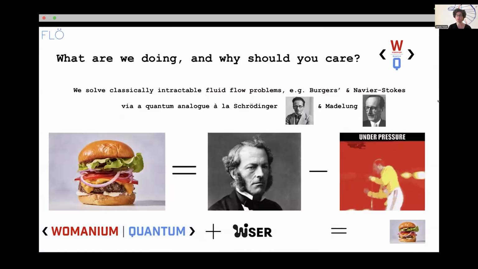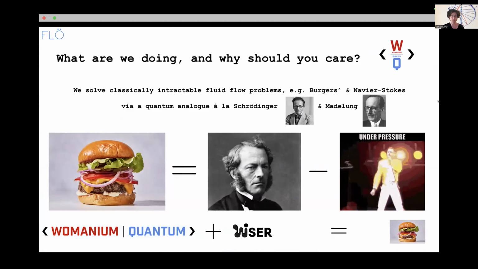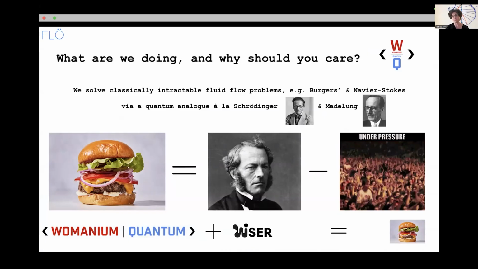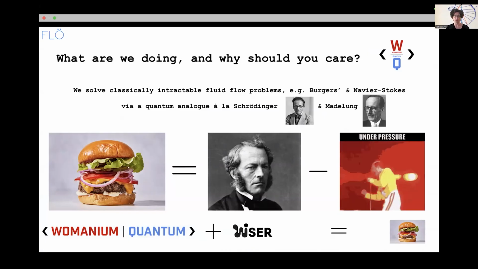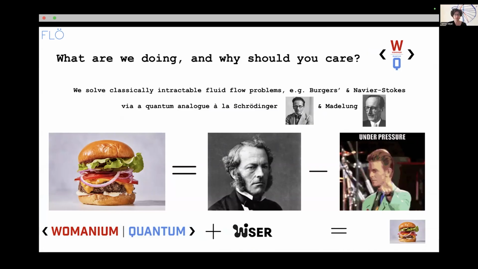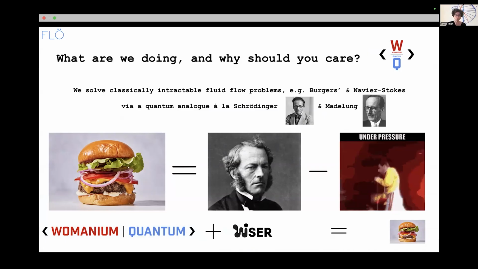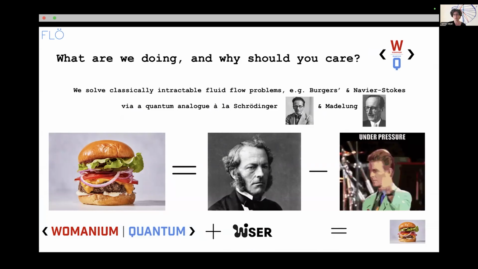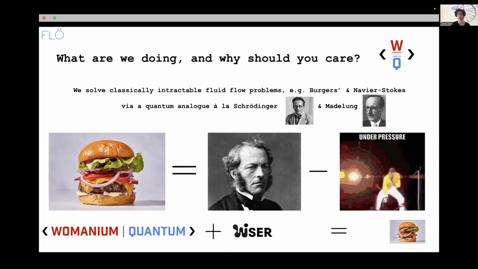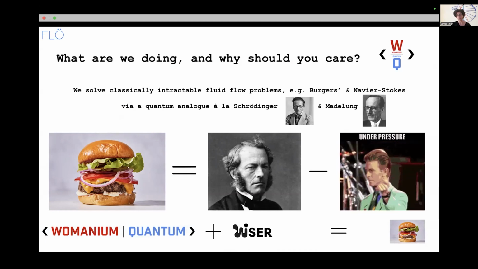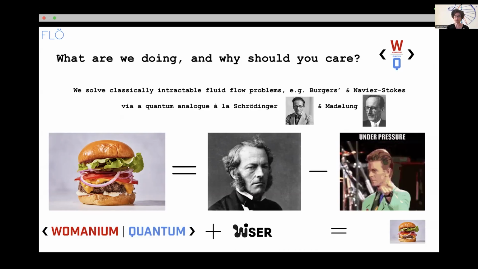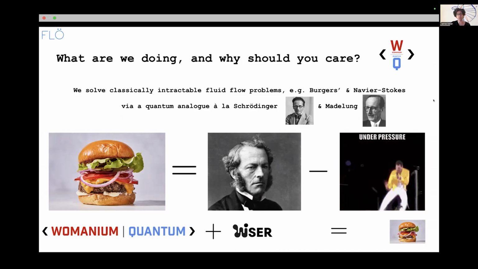Okay, so what are we doing and why should you care? We solve classically intractable fluid flow problems, for example, the Burger's equation and potentially the Navier-Stokes equation eventually, via a quantum analog a la Schrodinger and Madelung. The Burger's equation is essentially the Navier-Stokes equation, where we just forget the pressure term and remove the incompressibility constraint. And so if we understand the Burger's equation and solutions to it, we will gain some understanding of, say, the Navier-Stokes equation, and in particular, some sort of lower bounds on the solutions.